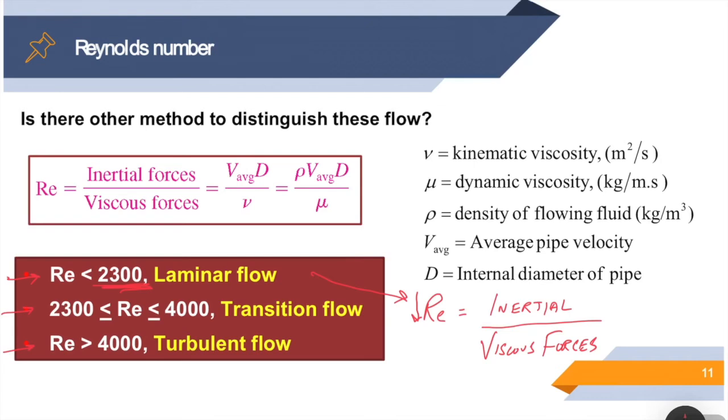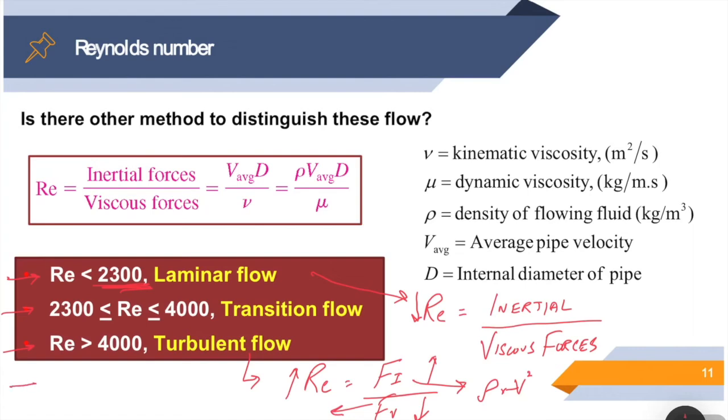And what happens in turbulent flow? In turbulent flow, the Reynolds number is high because the inertial forces are very high, and the viscous forces are not high enough to suppress the inertial forces. So at large Reynolds number, the inertial forces are proportional to fluid density and velocity squared. So these viscous forces cannot prevent the random fluctuations in the fluid. That is why transition to turbulent flow occurs.